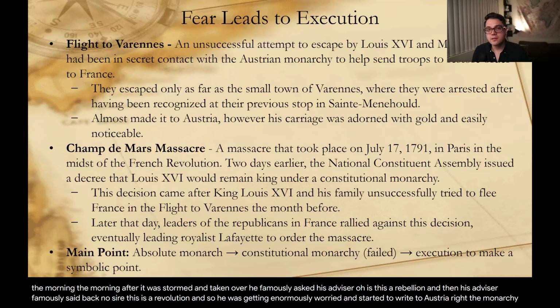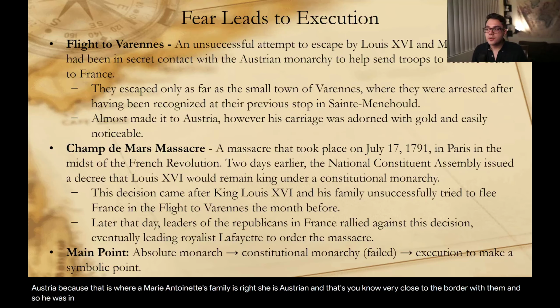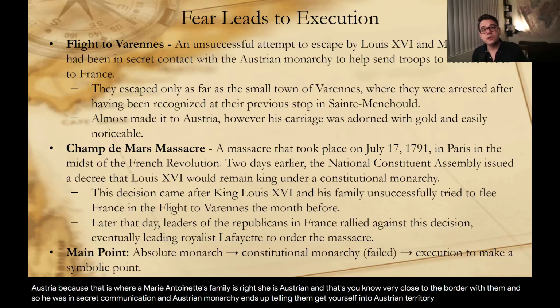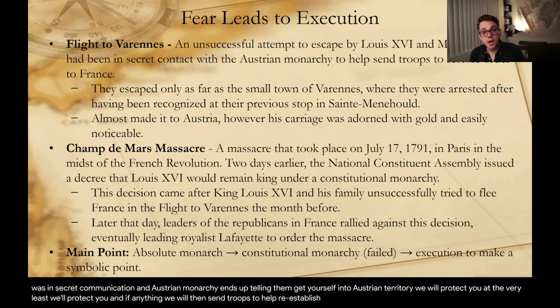The monarchy of Austria, because that is where Marie Antoinette's family is, right? She is Austrian, and that's very close to the border with them. And so he was in secret communication, and the Austrian monarchy ends up telling them, "Get yourself into Austrian territory. We will protect you. At the very least, we will protect you. And if anything, we will then send troops to help reestablish the monarchy."